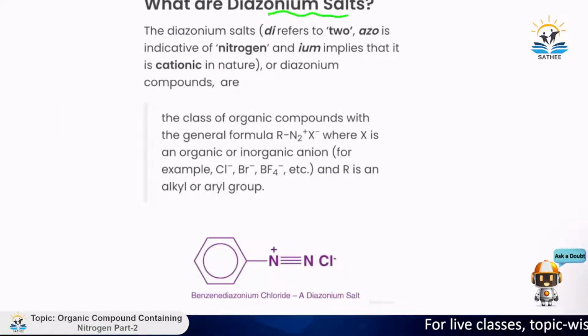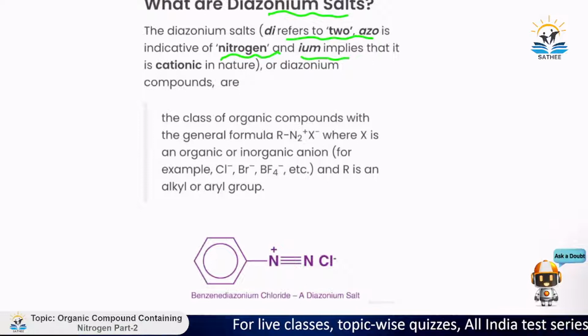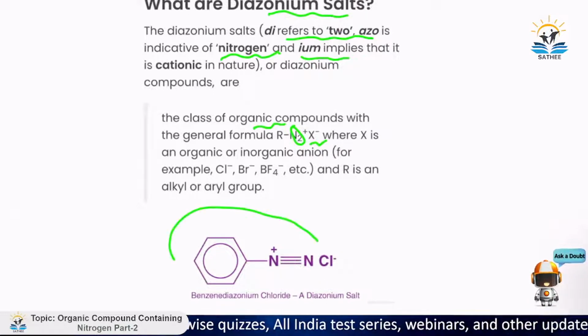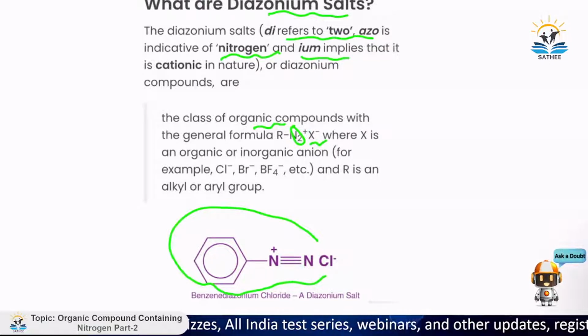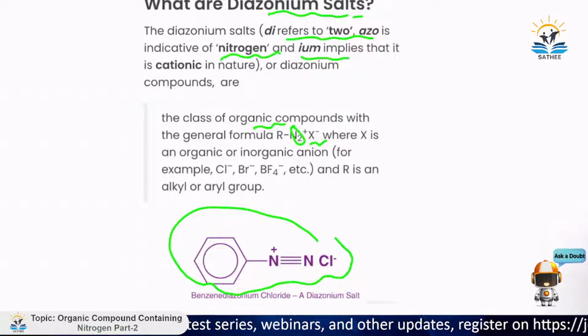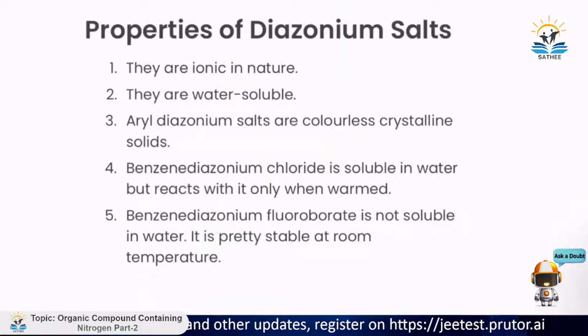Now we already saw what diazonium salts are. Diazo means two nitrogens, and onium means cationic in nature. So two nitrogens, and they are cations, so they are called diazonium salts. We already saw that this is benzene diazonium chloride. We have also seen the preparation, how we prepare diazonium salts. Now, what are the properties of diazonium salts?